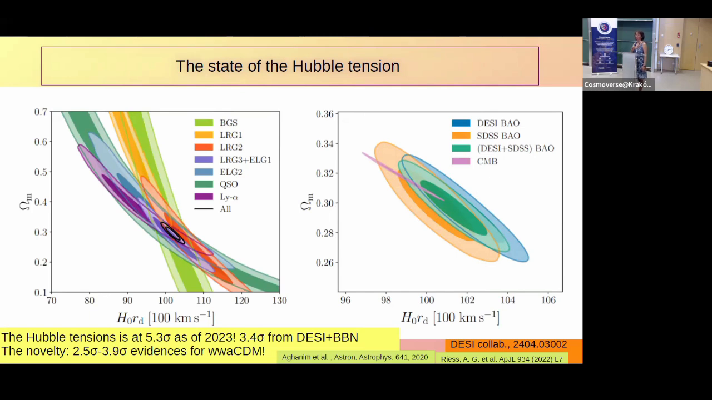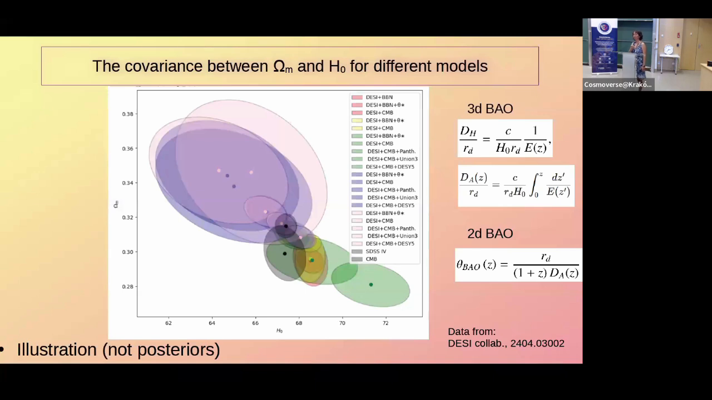So the degeneracy is not something new. And I've made this plot, which is an illustration. It represents omega matter on the vertical axis and H0 on the horizontal. These are the different models that DESI has published in their papers. What you see here are the errors and the mean values and also the covariance.